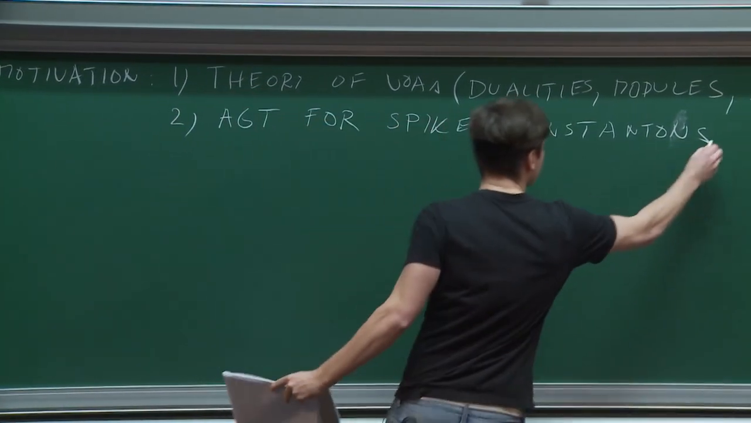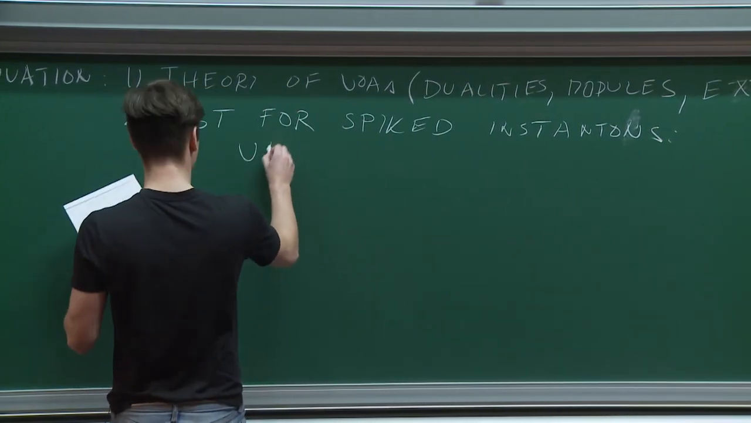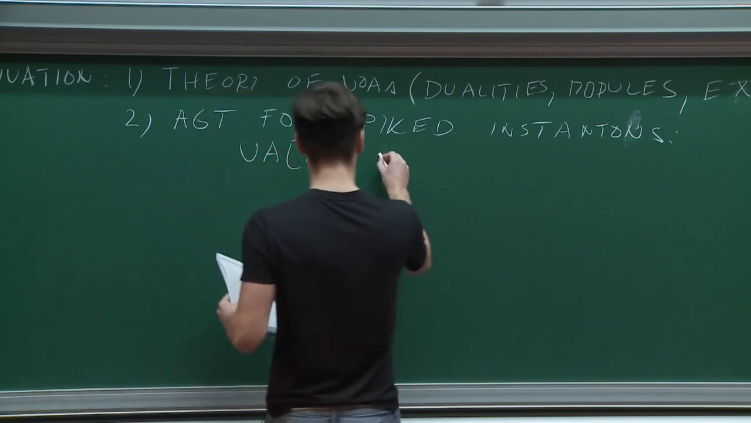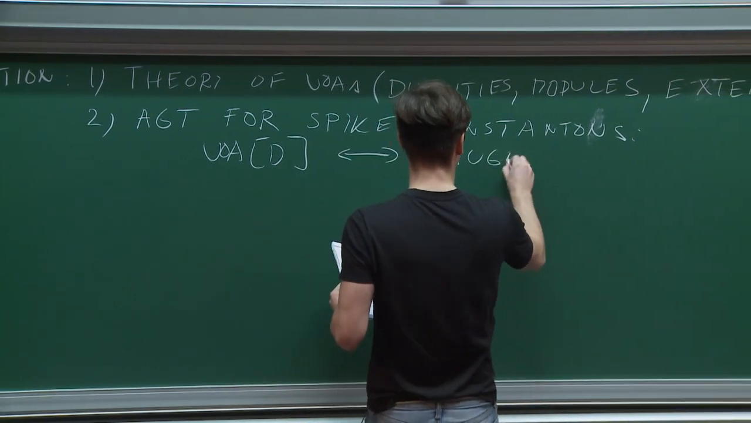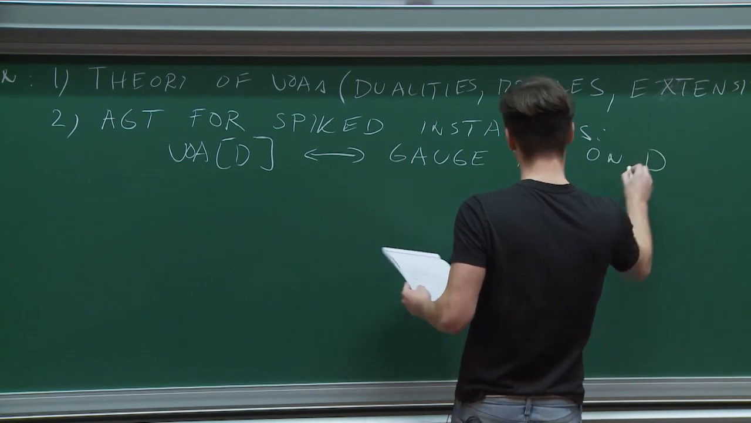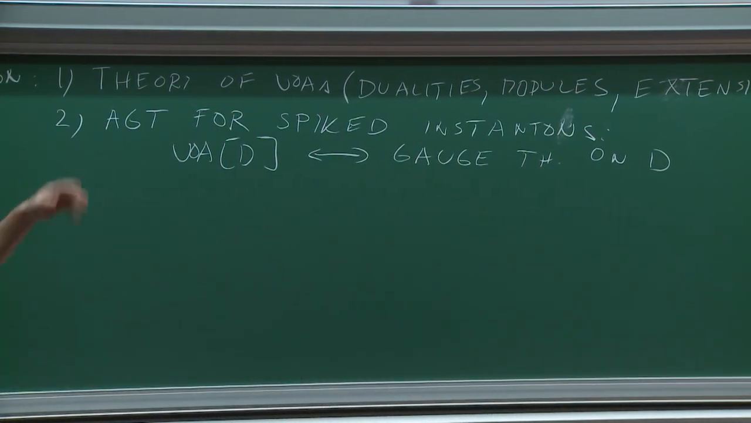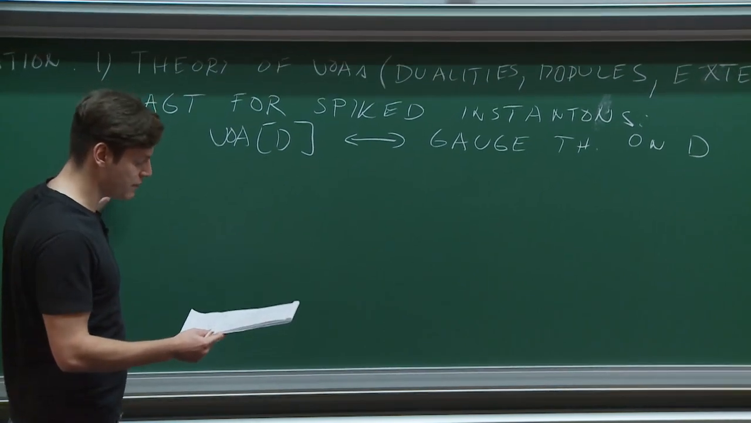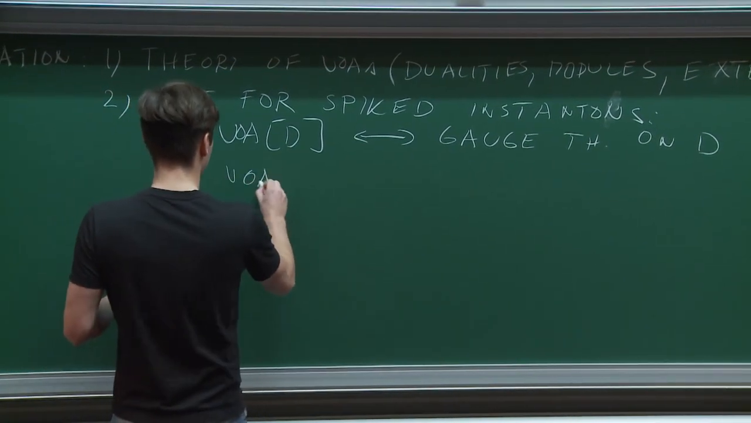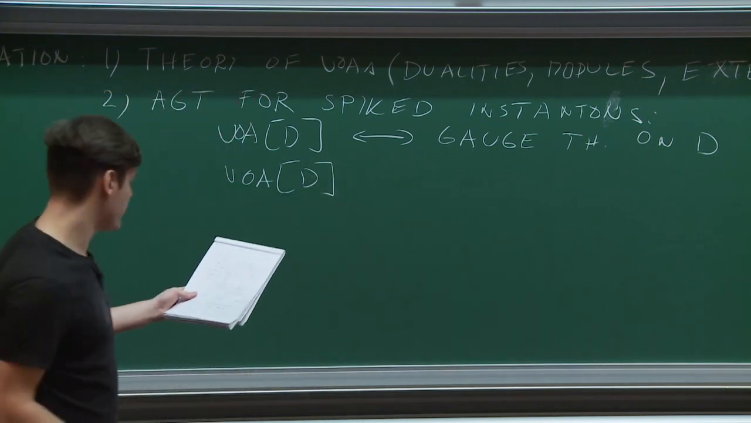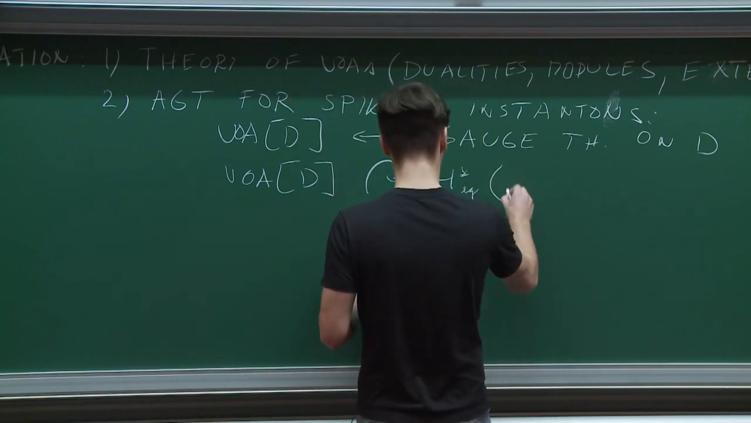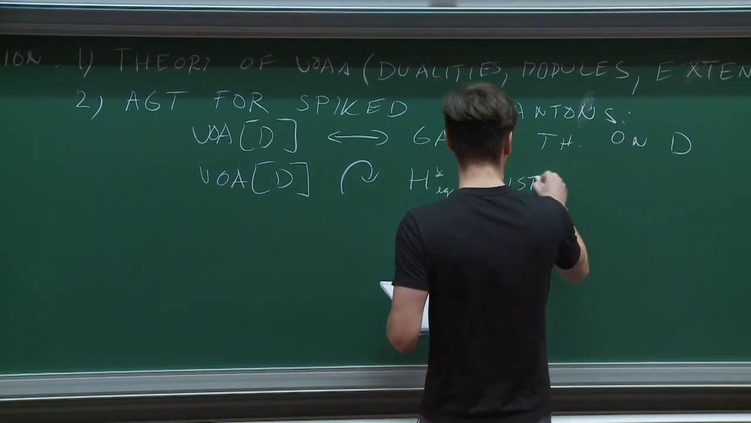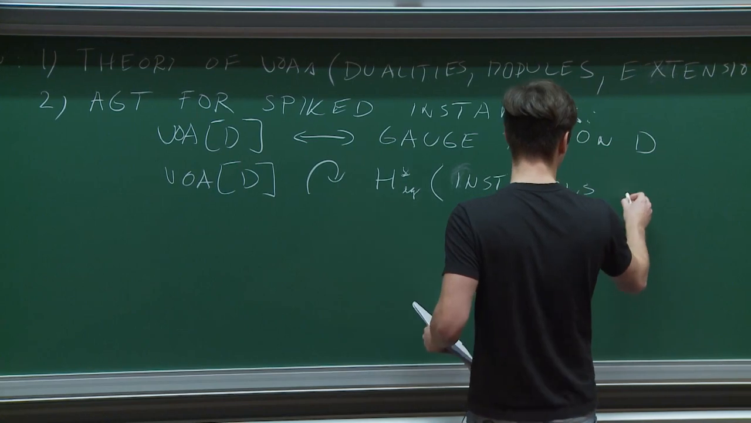So what I call the AGT correspondence for spiked instantons is this relation between VOA_D and gauge theory on D. This relation has very concrete realizations, both in mathematics and physics. In the math literature, people can construct natural geometric actions of the vertex operator algebras on equivariant cohomology of the moduli space of instantons associated to D.